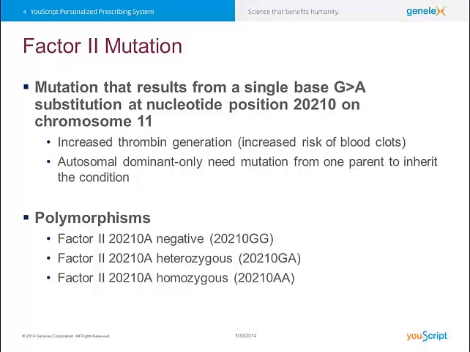The Factor II mutation is a mutation that results from a single base pair substitution at position 20210 on chromosome 11. This mutation causes increased prothrombin generation, which increases the risk of blood clots. The Factor II mutation is autosomal dominant, meaning you only need the mutation from one parent to inherit the condition. Those that are Factor II negative have two normal alleles. Those that have the Factor II heterozygous polymorphism have one normal and one abnormal allele. And those with the Factor II homozygous polymorphism have two abnormal alleles.